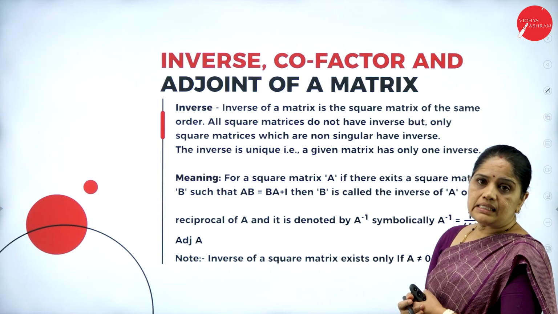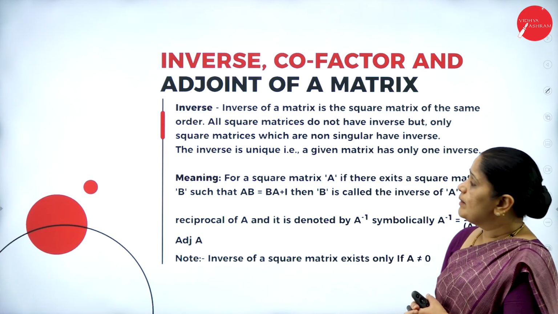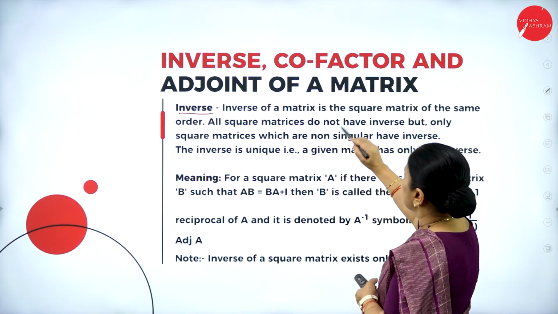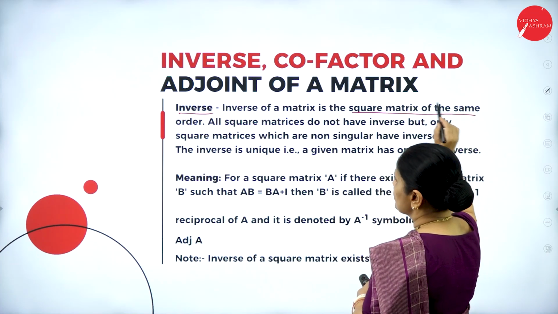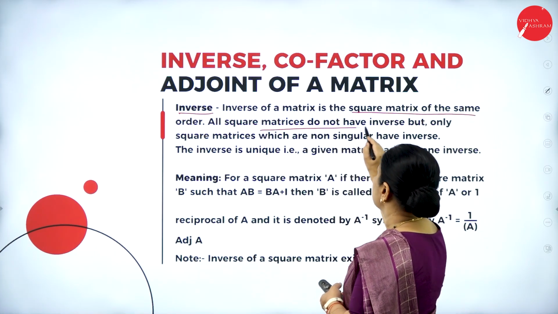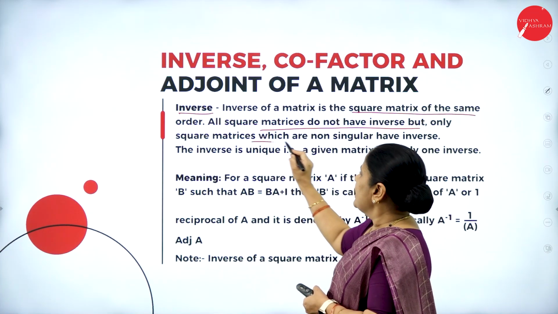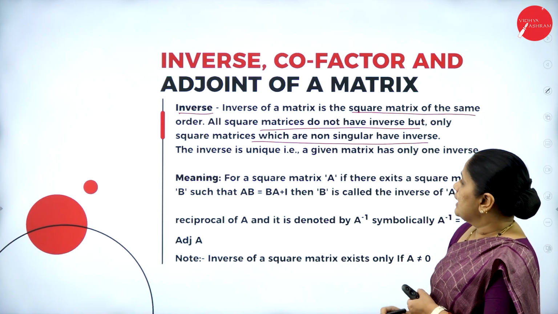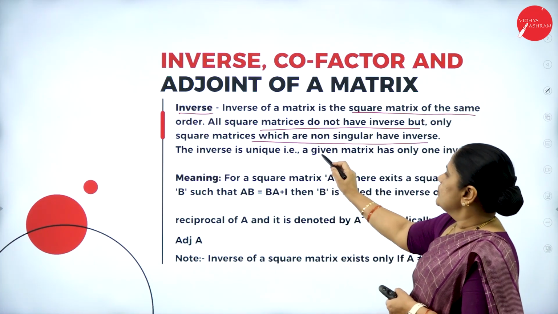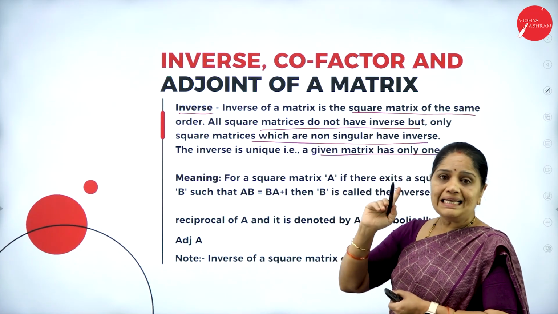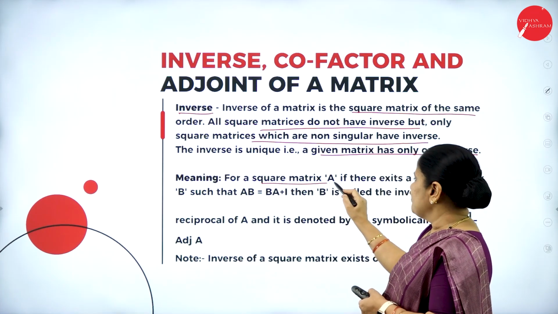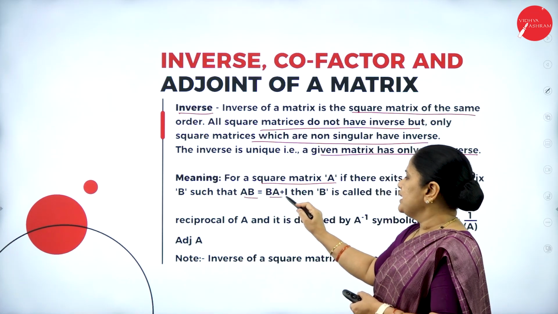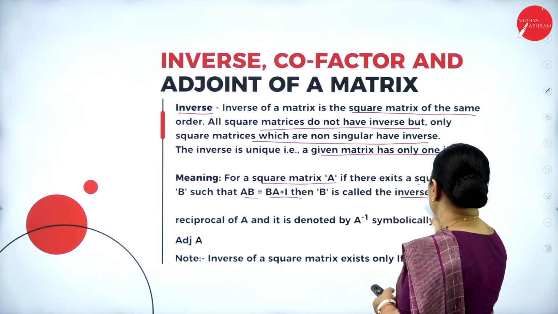Now, the next is the inverse, cofactor and adjoint of a matrix. So, let us understand what we mean by the inverse of a matrix. Inverse of a matrix is the square matrix of the same order. All square matrices do not have an inverse, but square matrices which are non-singular have an inverse. Now, what do we mean by non-singular matrix? The inverse is unique, that is a given matrix has only one inverse. For example, for a square matrix A, if there exists a square matrix B such that AB equals BA equals I, then B is called the inverse of A.